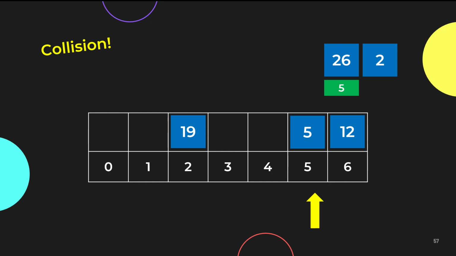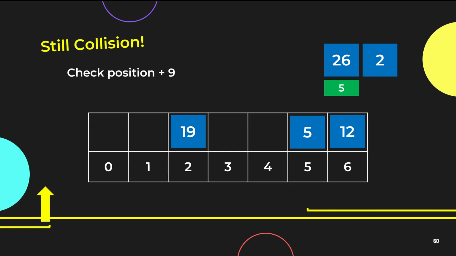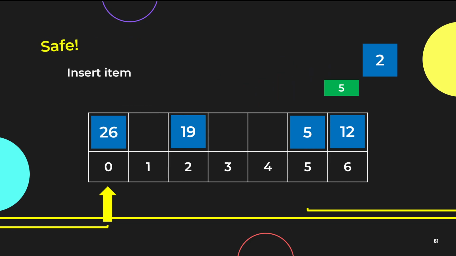It's a bit ugly, but we move by 1, then we move by 4 to get here, then we move another 9 from 5. So that will look something like this. Okay? So 5 plus 9 is 14, modulo 7 is 0. So it will fall under bucket 0, and that is where we place the item.